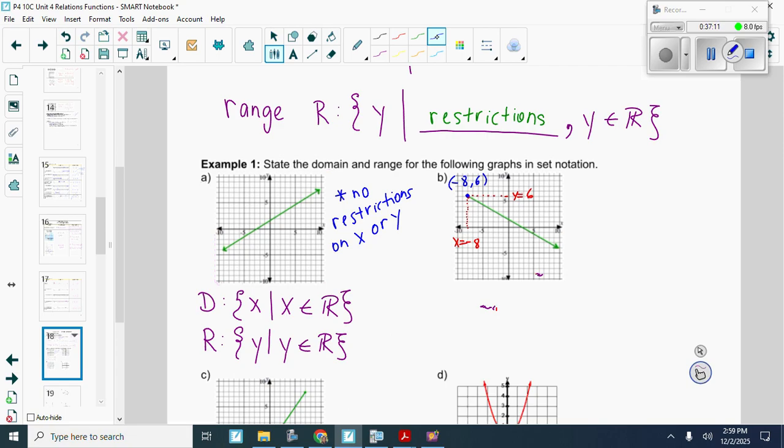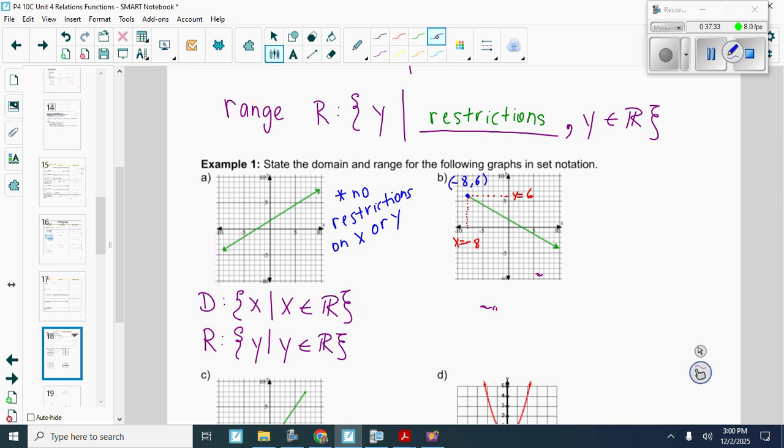So this is really the only restriction. The graph does not exist anything less than -8. Can you see that? The graph only starts at -8 and then goes on. The graph does not exist up here. The graph exists from 6 and anything down below.